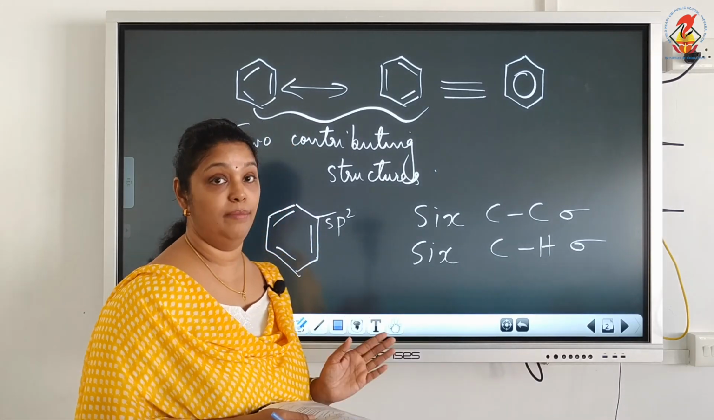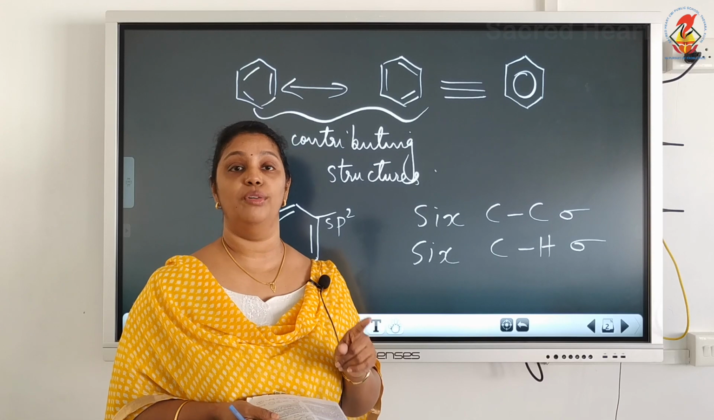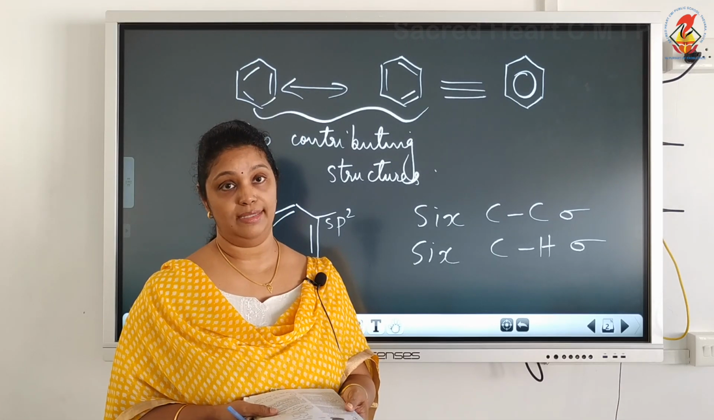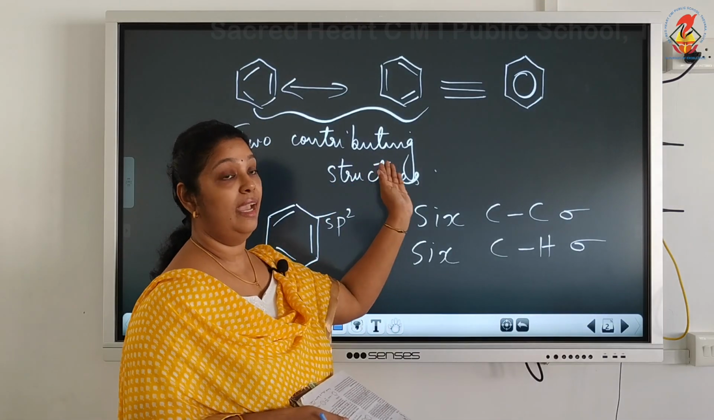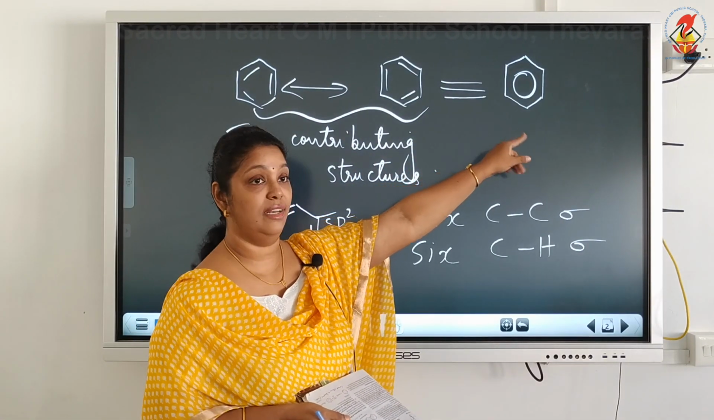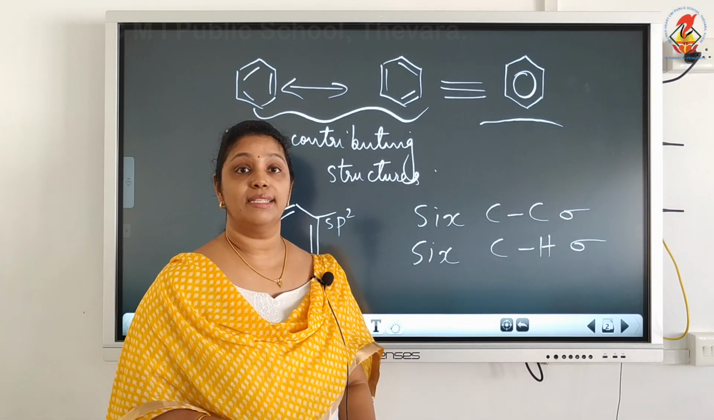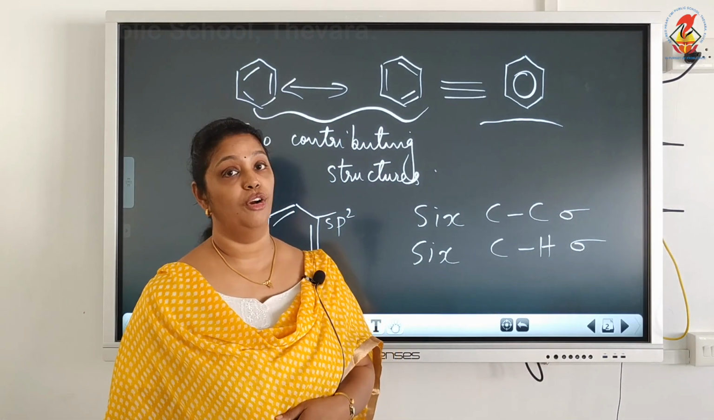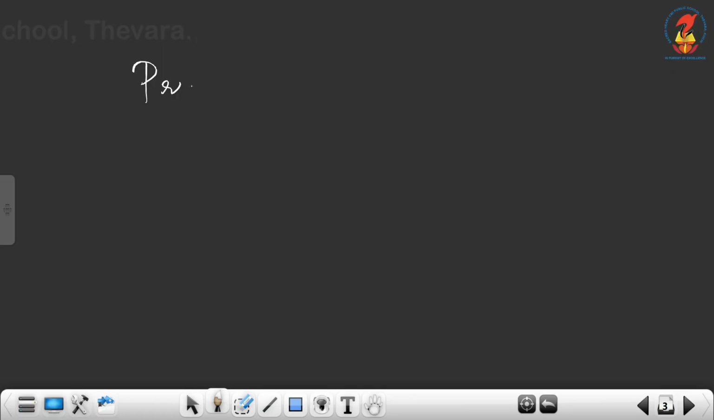So benzene is a stable molecule due to the presence of 6 pi electrons which can be delocalized. And there are 2 main contributing structures for benzene, and benzene can be shown as a resonance hybrid of these structures. Now next let us discuss the preparation of benzene.